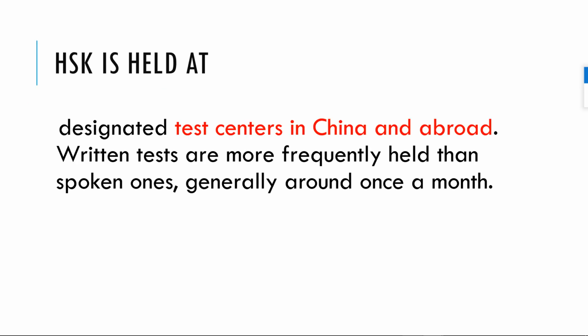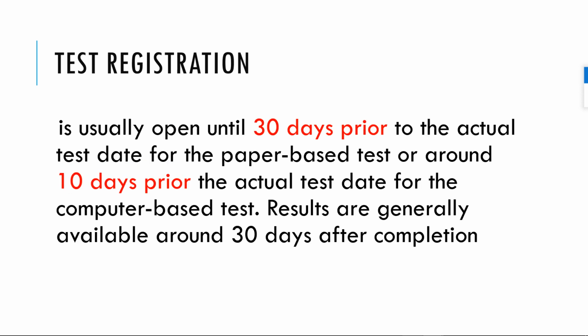Then, where can you take the test? Well, all around the globe. There are hundreds of test centers in China and abroad. Written tests are roughly held monthly, and you can get your results 1 month after your test. Then the registration is open 30 days prior to the actual test date of a paper-based test. Or if you are taking an internet-based test, then you can register 10 days prior to the test date or earlier.